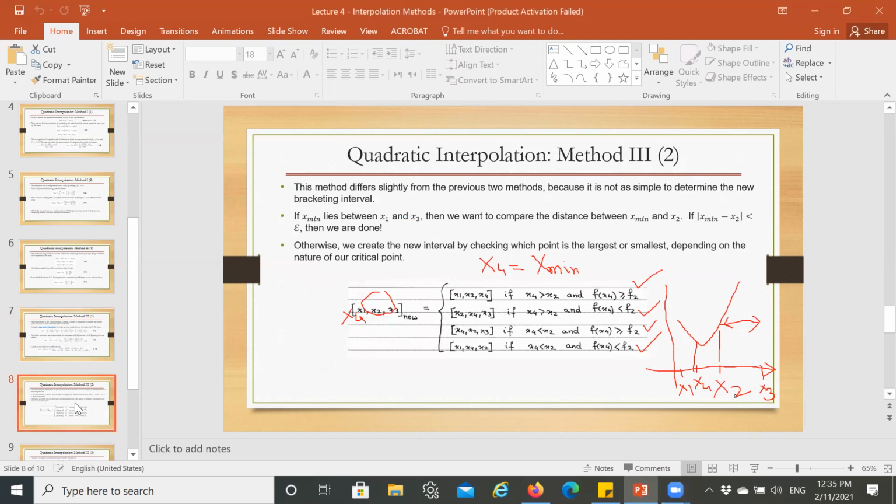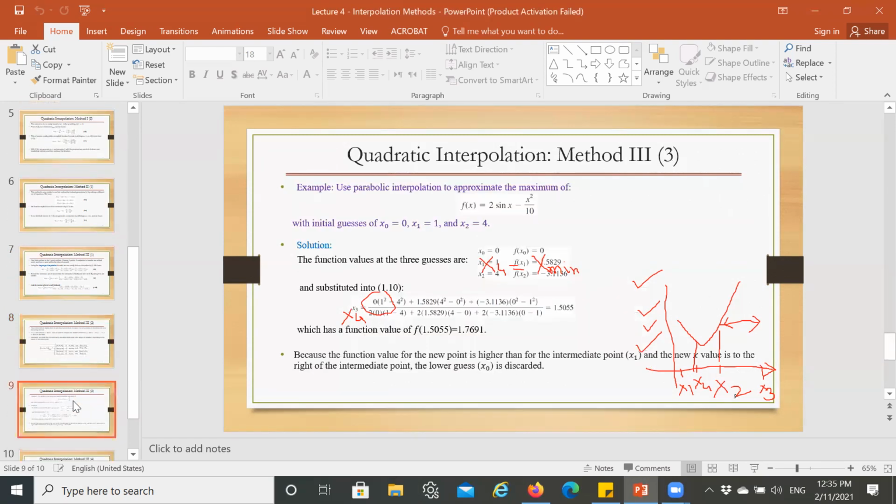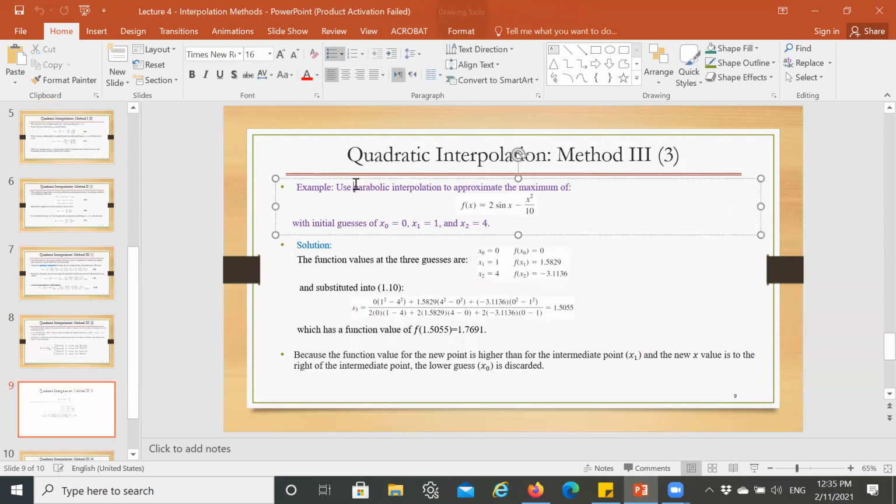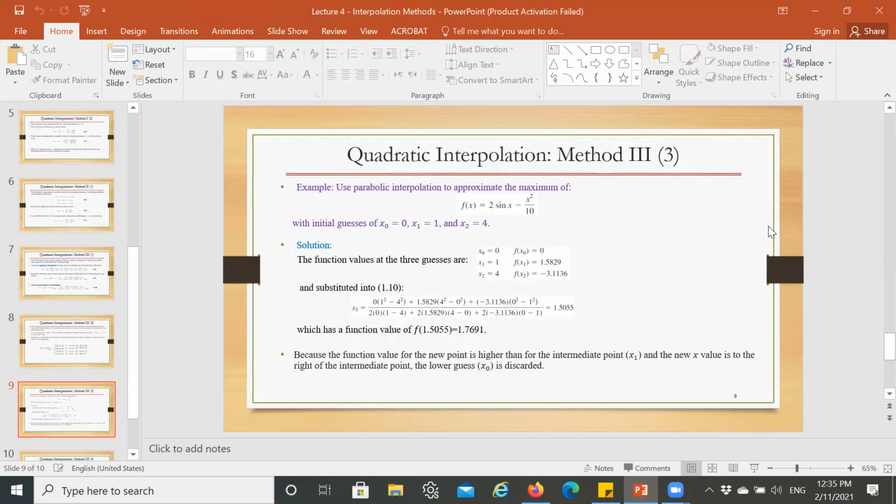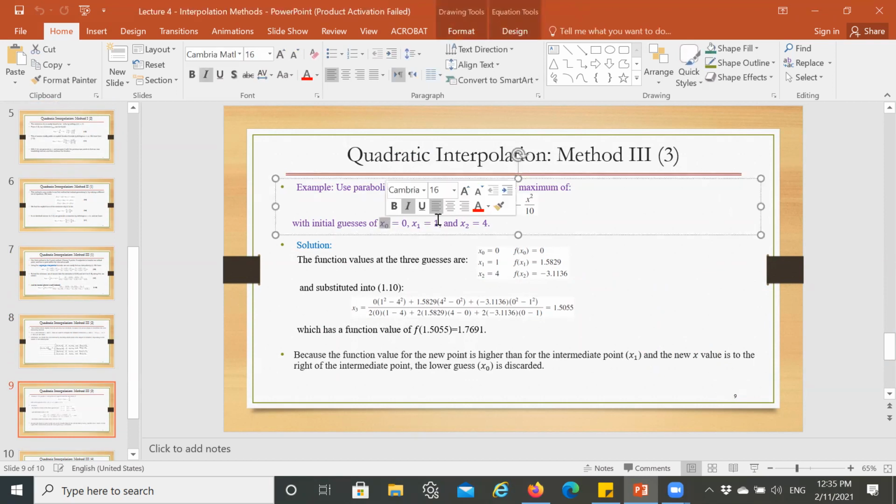Okay, any questions so far? Good. Now, next I have given you an example. I've given you an example and I see I've used new terms, parabolic interpolation to approximate. So parabolic means the same as quadratic, okay? Because a parabola is also a function of order 2. So I've given you a function f of x and I want you to use quadratic interpolation to approximate this function. And the guessing points are, I've given you the 3 points. So that means you have to use the 3-point method, okay? x0, x1, and x2.